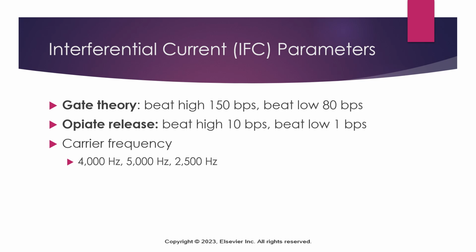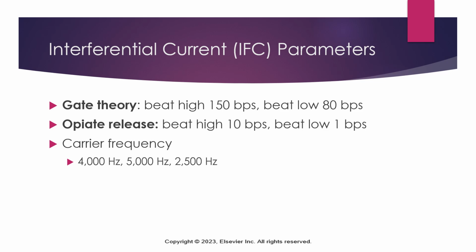Okay, so even with IFC, we can use a high rate, a beat high of 150 and a beat low of 80, to stimulate the gate theory of pain control, or closing the gate. Or we can utilize the opiate release settings with a low frequency, beat high of 10 and beat low of 1, to stimulate the A delta fibers. And then we also have this last component here that talks about carrier frequency. So let's talk about that really quickly, and then we'll move on to the next slide.